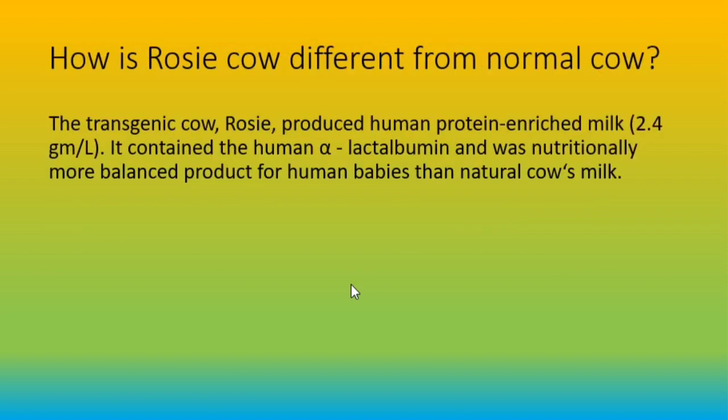How is Rosie cow different from a normal cow? Rosie is a transgenic cow. She could produce milk enriched with a human protein. Her milk had 2.4 grams of this protein per liter. What was that protein? It was human alpha-lactalbumin, because the gene for producing this protein was transferred to this cow and the milk became nutritionally more balanced, so that a human child consuming Rosie's milk would get nutrients equal to mother's milk.